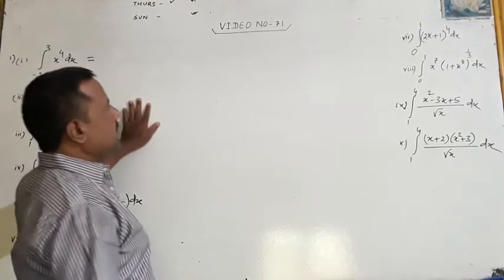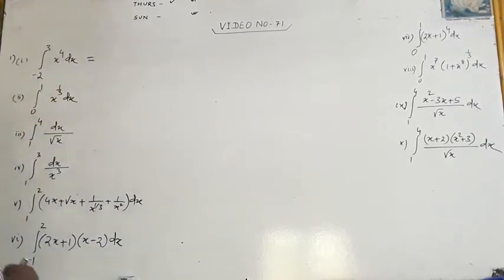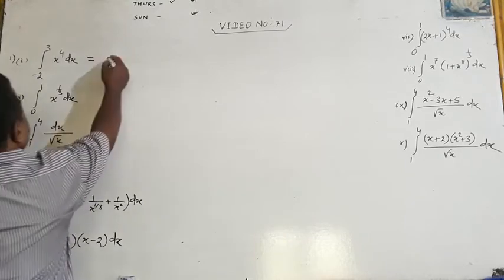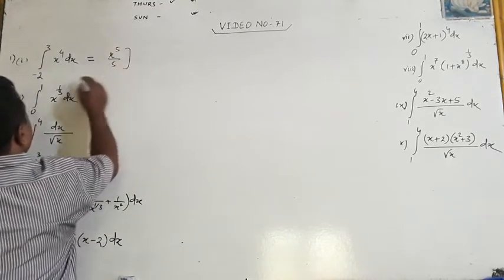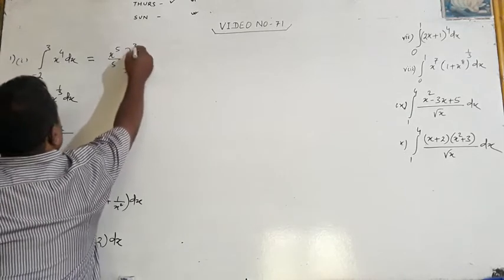These are the problems of definite integral. These problems are very easy. Just first integrate x to the power 5 by 5. The lower limit is minus 2, the upper limit is 3.